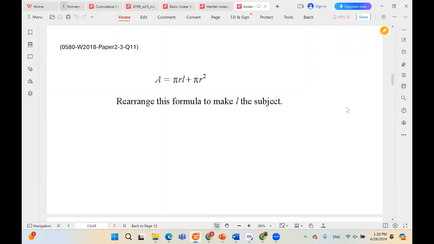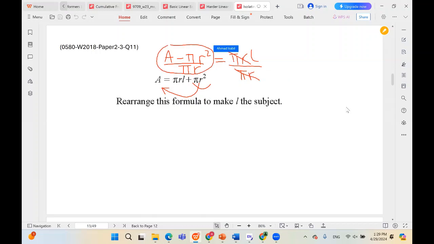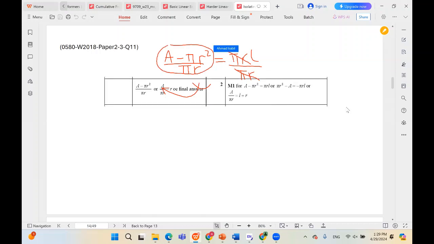Here we want to make L the subject. Again, we saw this before, but let's do it again anyway. So first we want to get rid of this term. So we have A minus pi r squared equals pi rl. I basically just took this to the left-hand side and it became negative, of course. And then we divide by pi r on both sides. These will cancel out, and this will be the final expression. A minus pi r squared over pi r is the correct final expression.